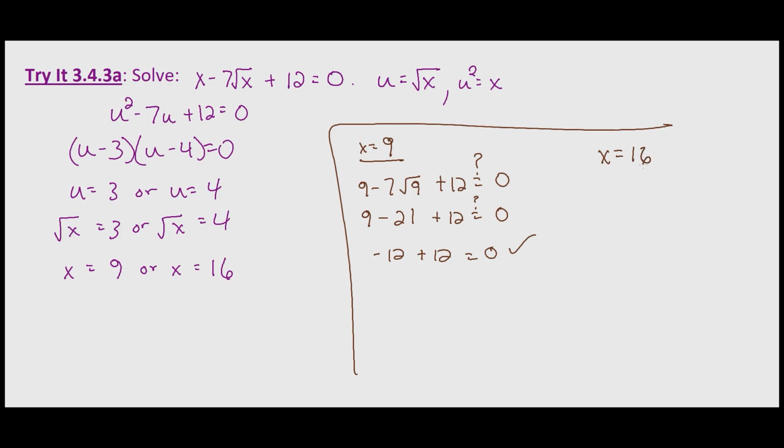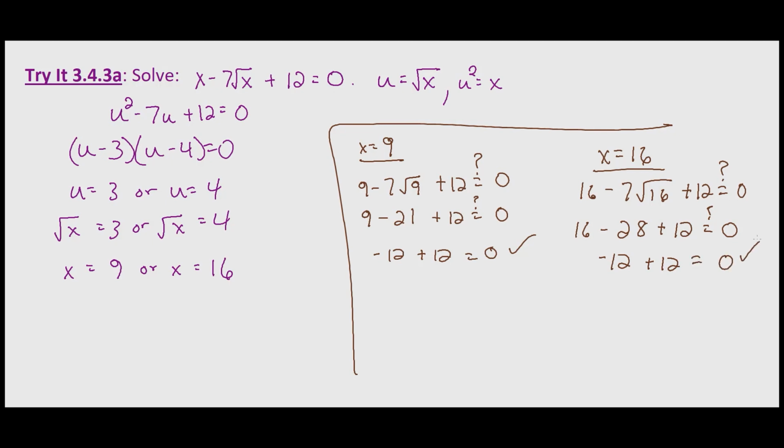So now we'll check x equals 16 in the same way. 16 minus 7 times the square root of 16, plus 12, does that equal 0? 16 minus 7 times 4 is going to be 28. Plus 12, again, does that equal 0? 16 minus 28 is negative 12, plus 12 does equal 0, so that solution checks as well. So we know that x equals 9 or x equals 16.